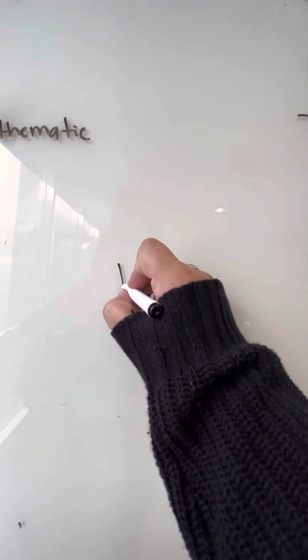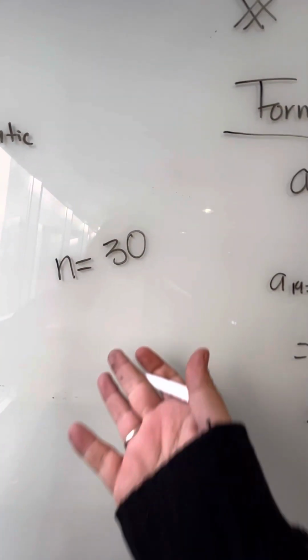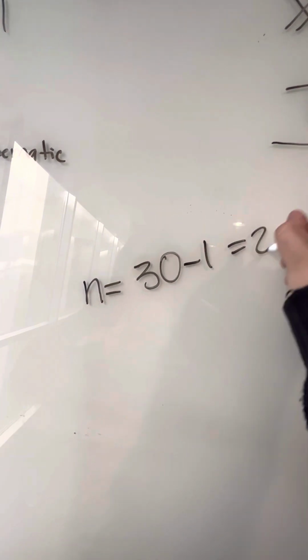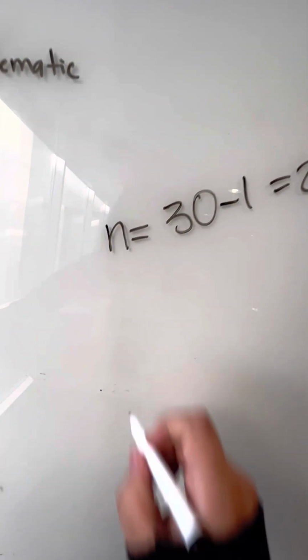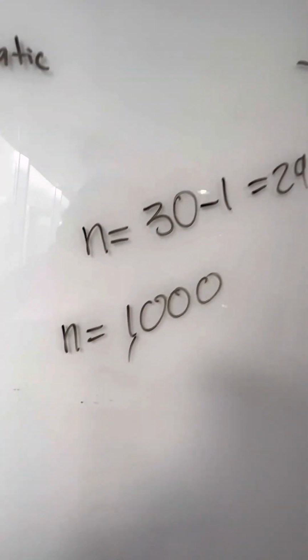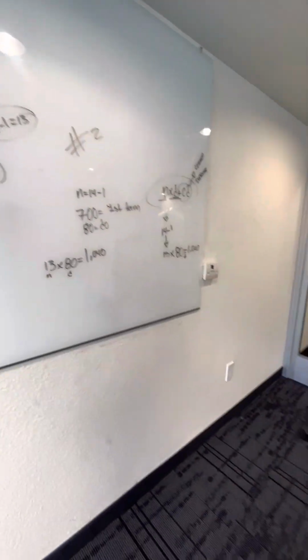For example, if n in this situation were 30, is that what it's going to be in the formula? Nope. You got to subtract it by 1, which would make it 29. Or if n equals 1,000, you got to subtract that by 1 and it would be 999. All right. So in this situation, n minus 1.